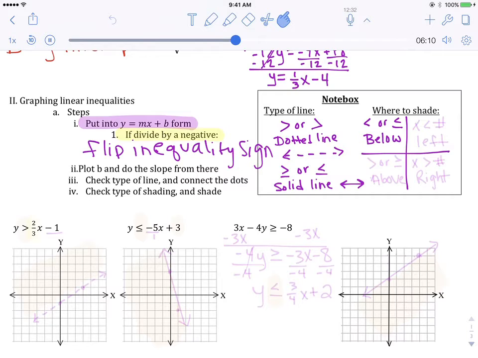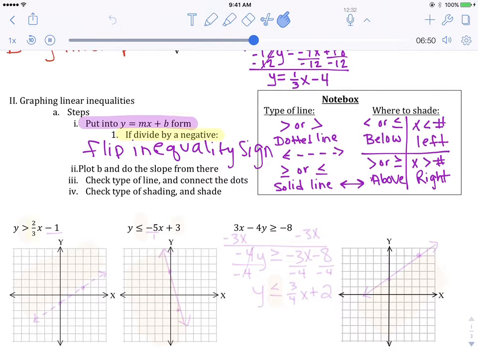If you have an x, I'm going to write a better x here. If x is less than some number, then remember you're going to be shading to the left. If you have a greater than or the greater than or equal to symbol, you're going to be shading above the line. And if x is greater than the number, you're going to be shading to the right.